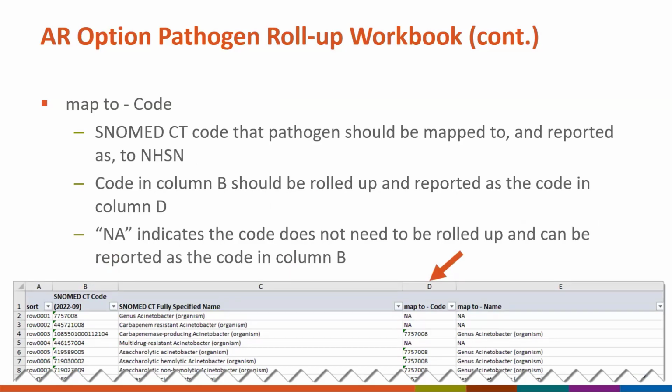The MAP2 code column, this is the SNOMED CT code that a pathogen should be mapped to and reported as to NHSN. The code in column B should be rolled up and reported as the code in column D, which is the MAP2 code column. NA indicates the code does not need to be rolled up and can be reported as the code in column B. So if there's a code in the MAP2 code column, then the concept needs to be rolled up. If it says NA, it does not need to be rolled up.